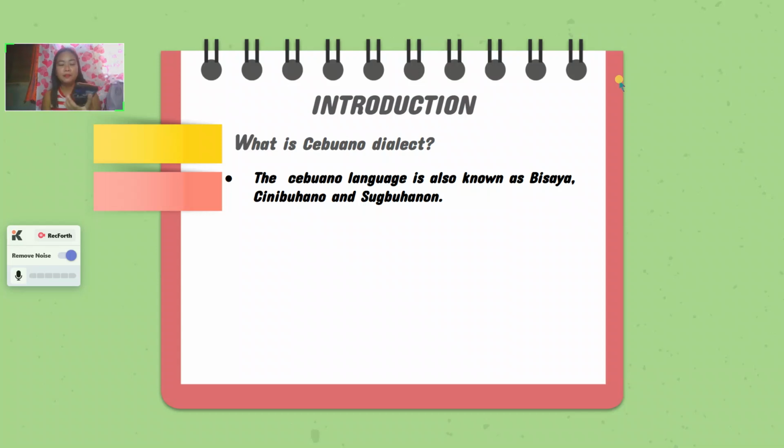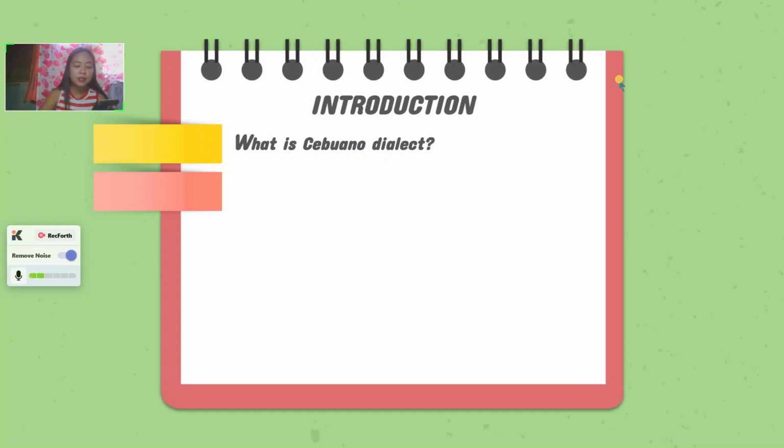Here I have an ebook copy. The Cebuano language is also known as Bisaya, Binisaya, Subuhanon, Sinibuano, Sinubuanon. It is spoken by 7 million native speakers, which is approximately 24% of the total Philippine population. Meaning, one-fourth of our population here in the Philippines speak Cebuano.